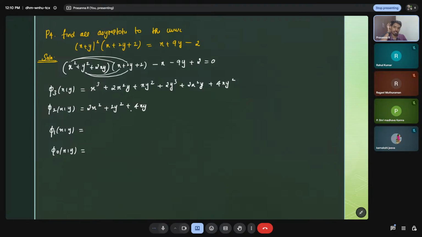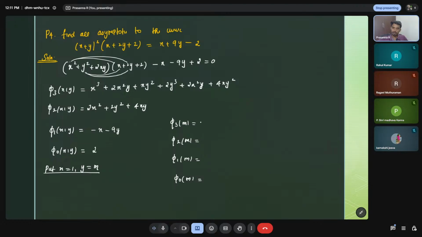So all these are degree 2. Degree 1 will be, these two are degree 1, and then degree 2. Right? Now we need to put x is equal to 1 and y is equal to m. So you will be getting p3 of m, p2 of m, p1 of m, and then p naught of m.